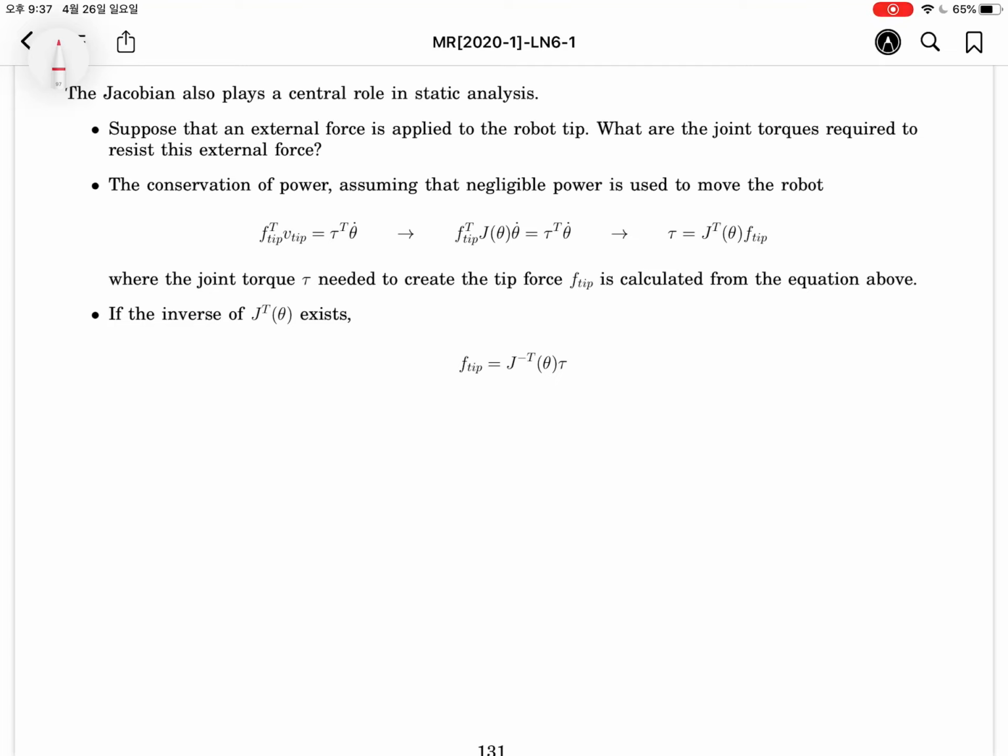Jacobian has another role in static analysis, not velocity analysis. Suppose that an external force is applied to the robot tip. This is the base. The robot is like this, and some force is applied. It is called F tip. This is the tau 1 and tau 2 here. At this point the velocity is Vt, and here are theta 1 dot and theta 2 dot.